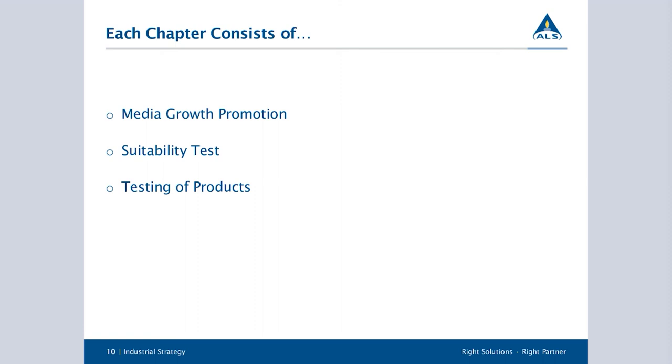So you'll notice as we go on that each of the chapters will consist of media growth promotion, the suitability test, and obviously the testing of the product. The growth promotion: each batch of the media is required to be tested to ensure that it supports the growth of microorganisms when present, and it's generally inoculated with low-level organisms, such as less than 100 CFU.